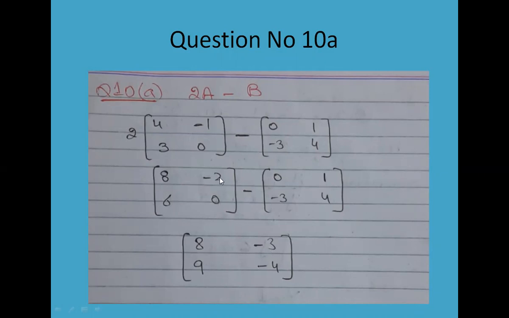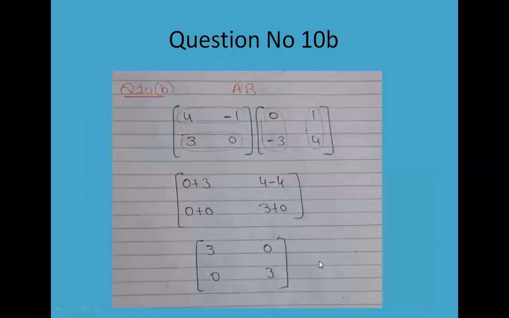So 8 minus 0 will be 8. -2 minus 1 will be -3. 6 minus -3 will be 6 plus 3, and that will be 9. 0 minus 4 will be -4. So this is how you do question number 10, part A.